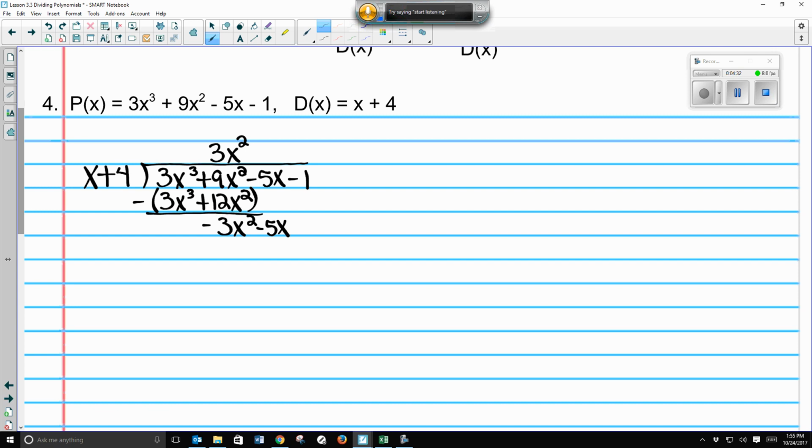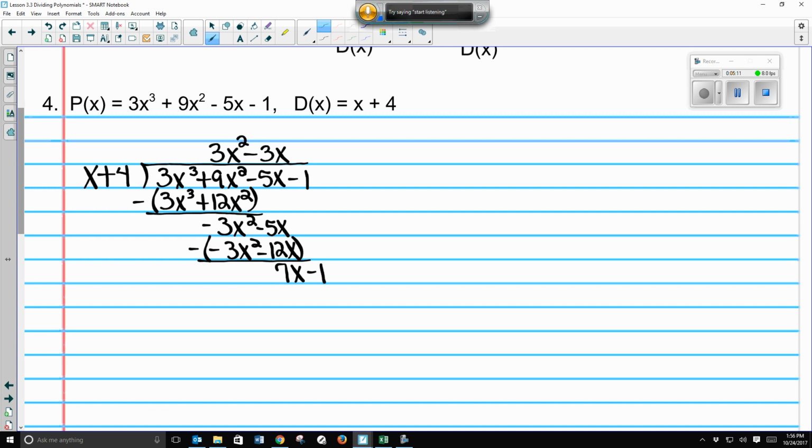What do I have to multiply x by to get negative 3x squared? Negative 3x. Negative 3x times x is negative 3x squared. You should get that back. Negative 3x times 4 is negative 12x. And you're subtracting all of that. Negative 3x squared minus negative 3x squared is 0. Negative 5x minus a negative 12x would be plus, so it'd be positive 7x. Bring down your minus 1.